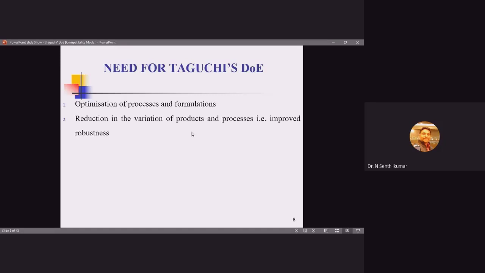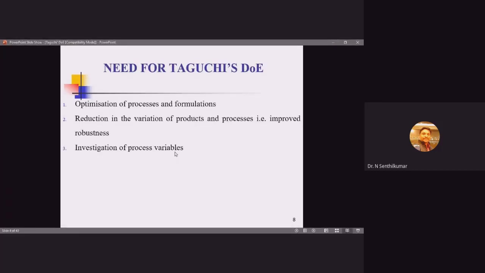Okay. Then reduction in variation of process and products. By incorporating these optimization procedures, the variations will be totally minimized. I am not using the word eliminated, I am using the word minimized, because we cannot eliminate defects and also we cannot eliminate variations. But what we can do is reduce them as much as possible. Because of that only we are going to have improved robustness. Okay.